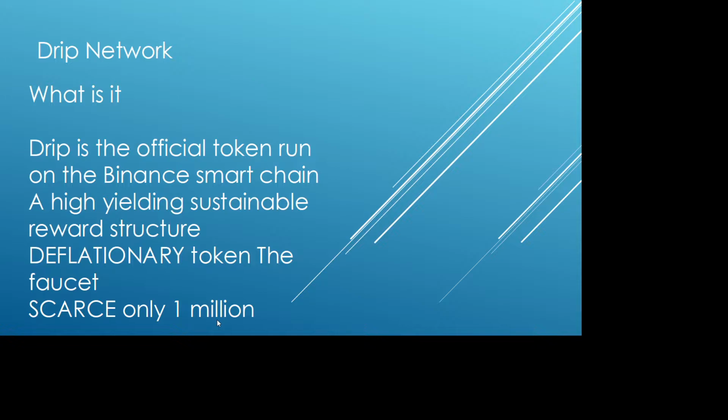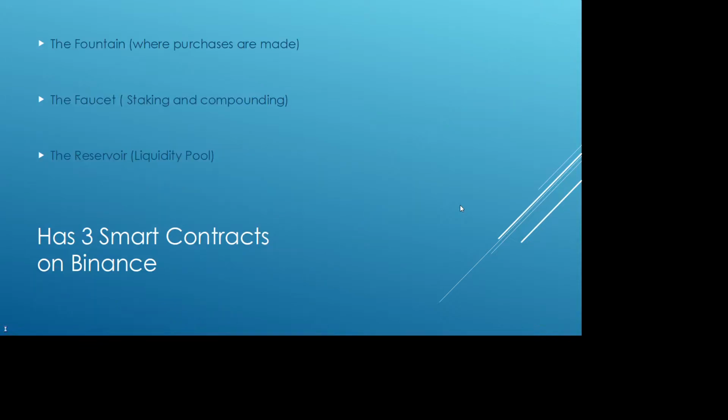I'll discuss that. How they use the Faucet is that its supply is becoming less and less, and it's only scarce as it only has 1 million tokens. So that's really good for supply and demand.